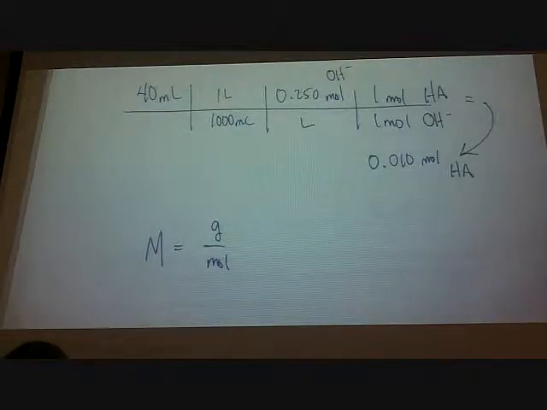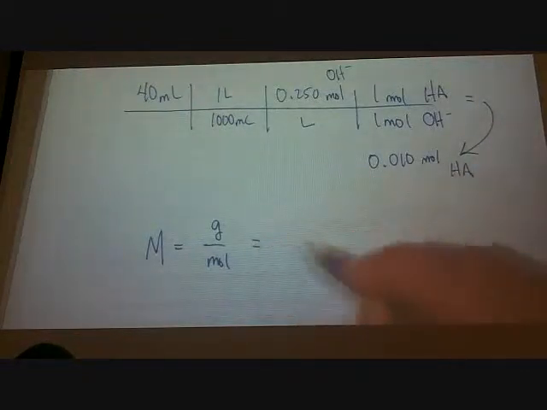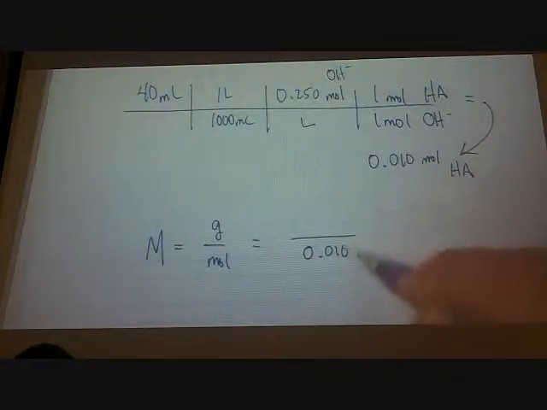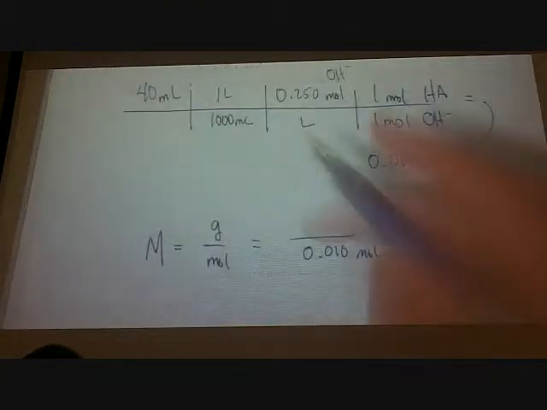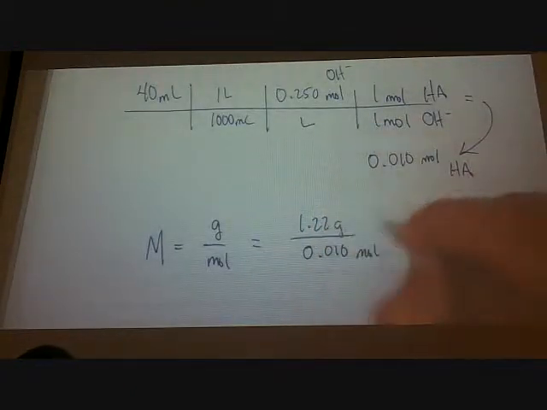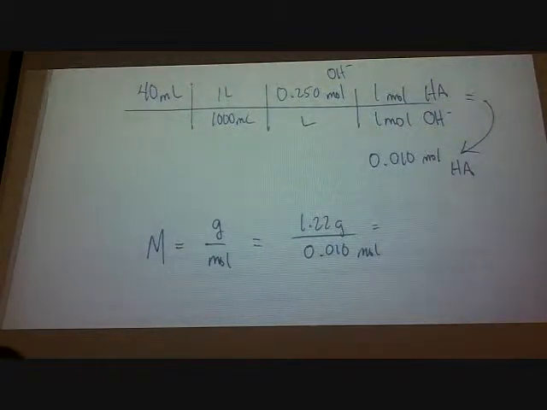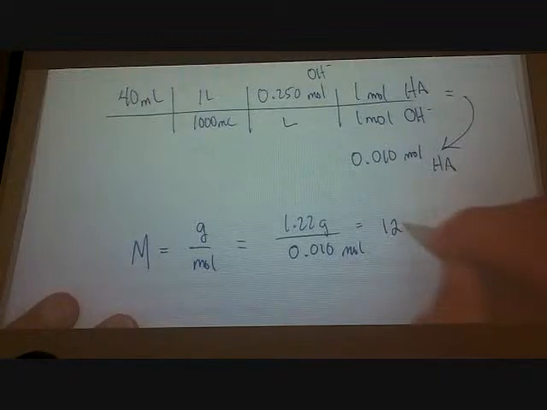So we have our moles. So you have your 0.010 moles, and what was it, 1.22? Yeah, 1.22. Whatever that equals. Like 122? Oh, while we're talking about it.